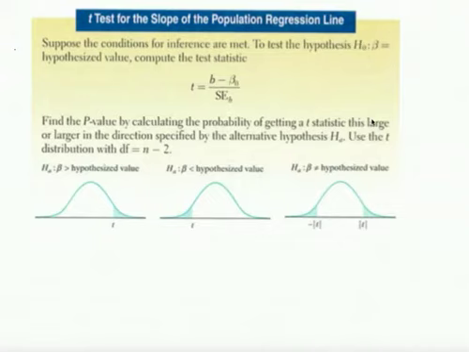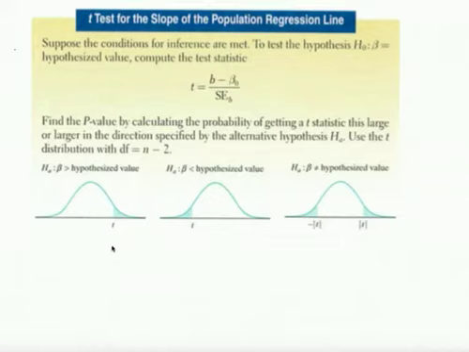The t-test for the slope of the population regression line. Suppose that the conditions for inference are met. To test the hypothesis H0, which says that beta, or the slope, is equal to the hypothesized value, compute the test statistic t equals slope minus slope naught over the standard error of the slope. To find the p-value, calculate the probability of getting a t statistic this large or larger in the direction specified by the alternative hypothesis, using the t distribution with degrees of freedom equal to n minus 2.